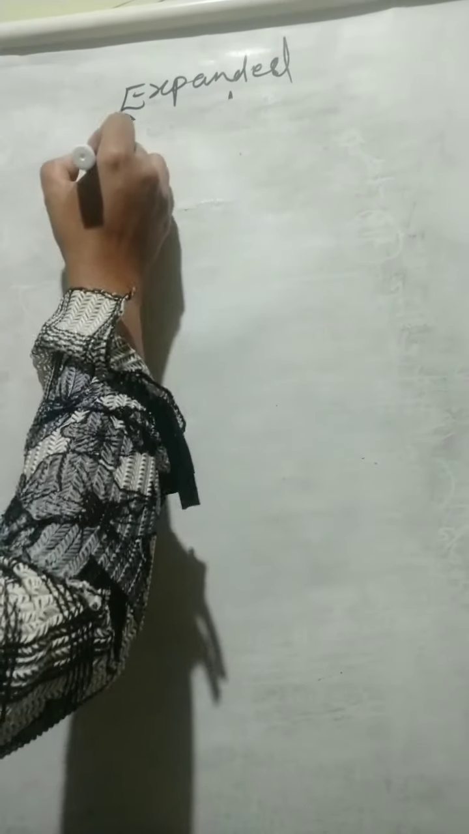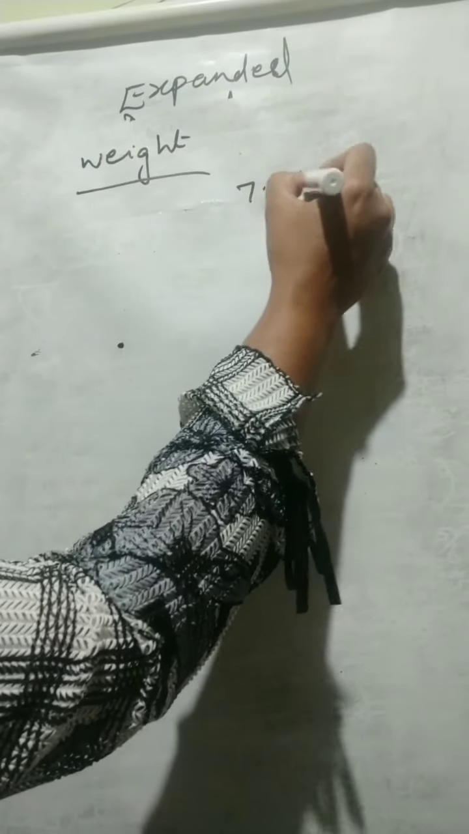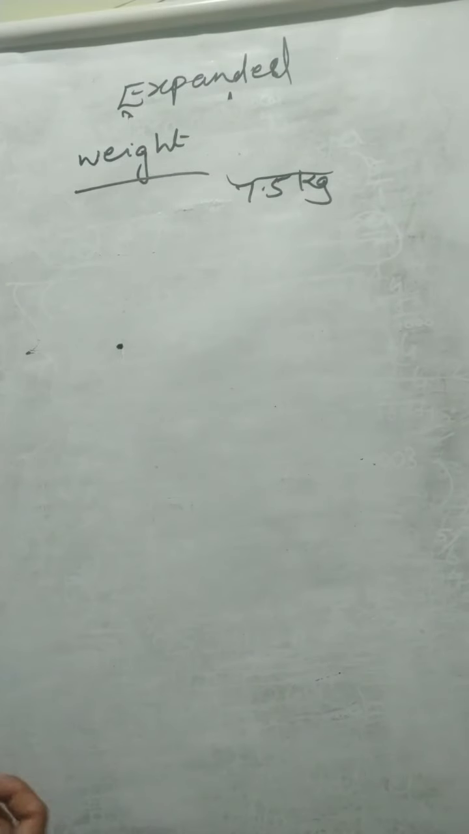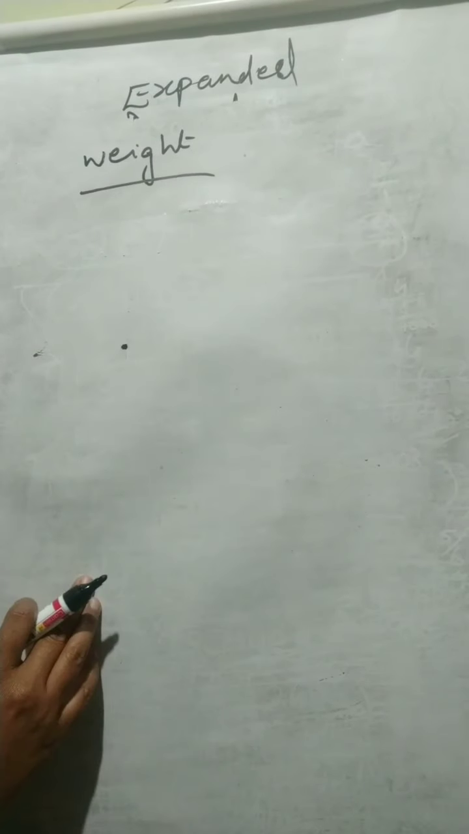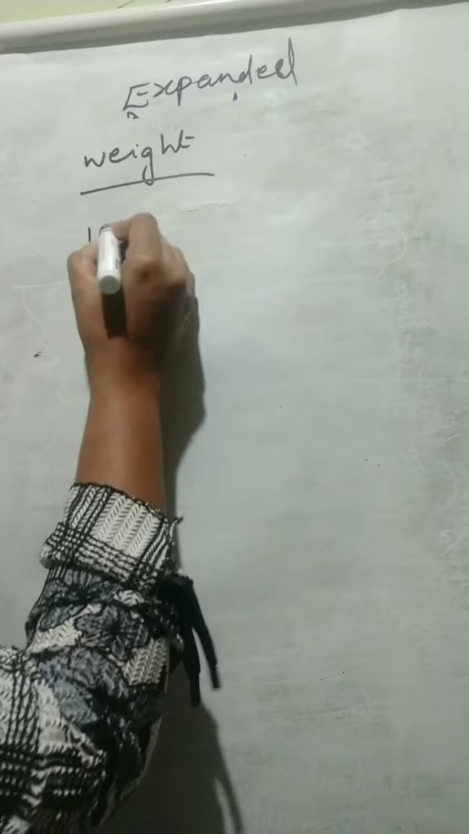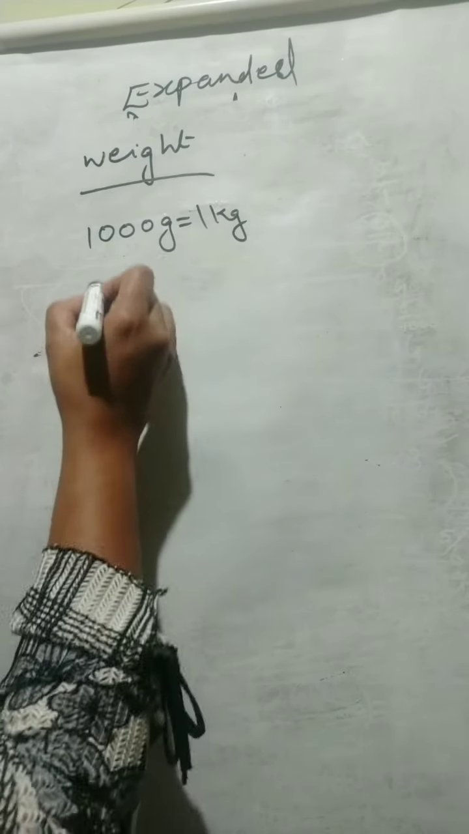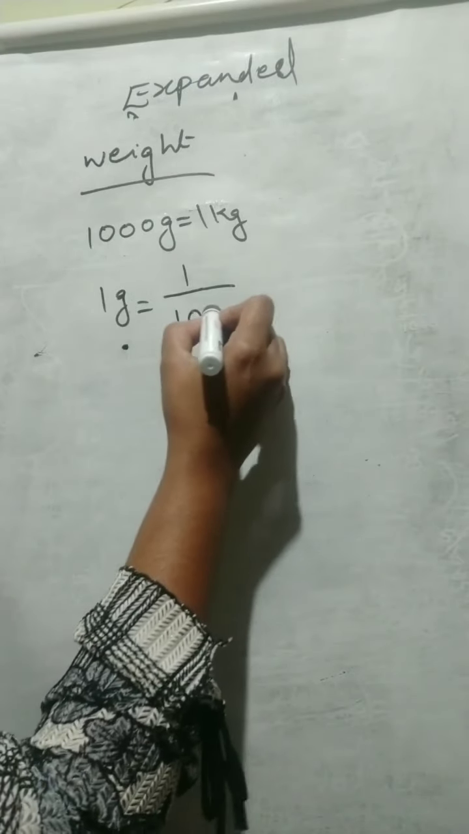Now we can discuss the use of decimals in the case of weight. We know that we can say 7.5 kilometer. This is the use of point or decimal numbers. Kilogram, gram, milligram, all these are units of weight. So here we know 1000 gram is equal to 1 kilogram. So 1 gram will be 1 on 1000.